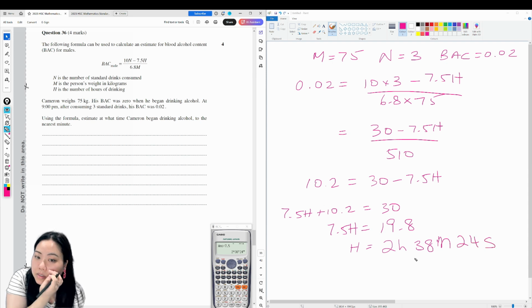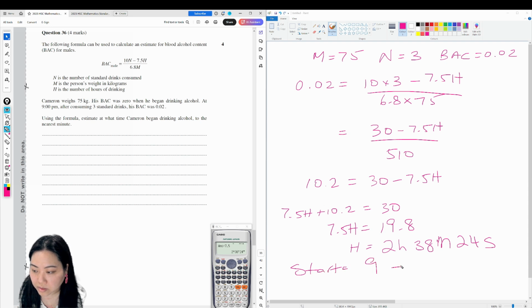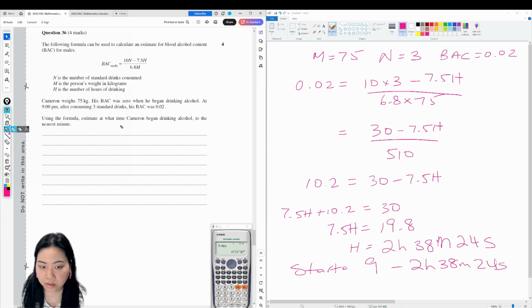When did he start? This was taken at 9 p.m. So he started drinking at 9 minus 2 hours, 38 minutes and 24 seconds. So he started drinking at approximately 6:21:36 p.m. Is it p.m.?